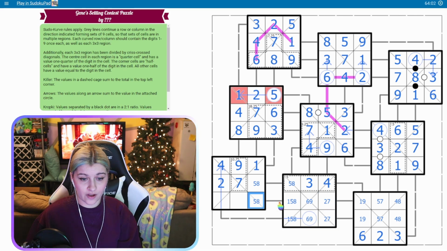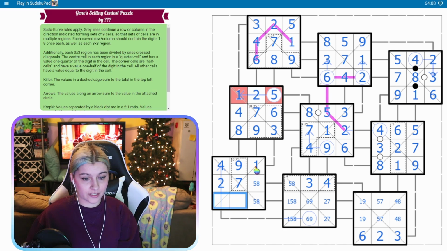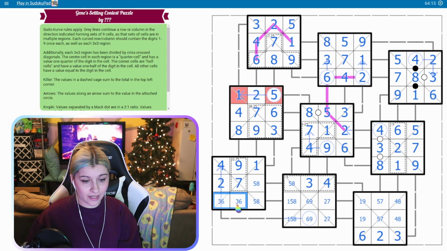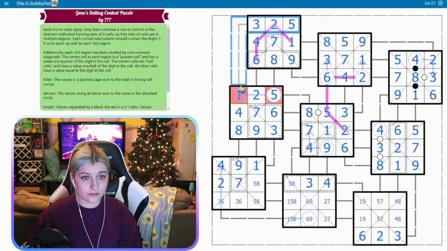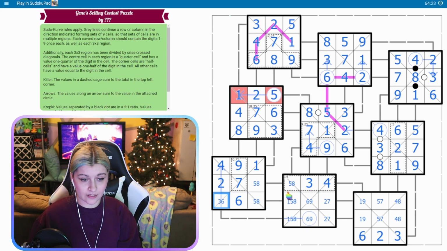That's fine. There's probably going to be a pair or a triple in here. I don't see it right now. This region needs 1, 2, 3, 4, 5, 6, 7, 8, 9. Before looking at the math on the arrow, is there a 3 or a 6? Yep, there's a 3 up here. So this is a 6 and this is a 3.